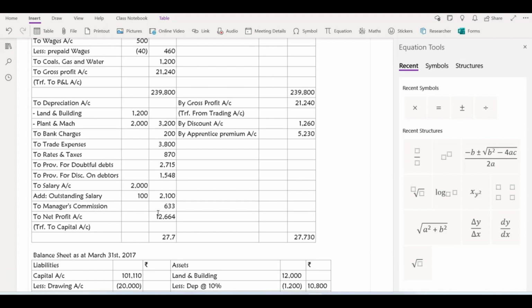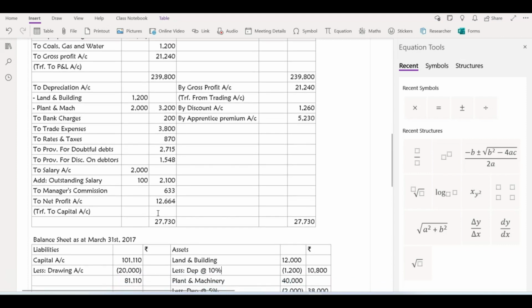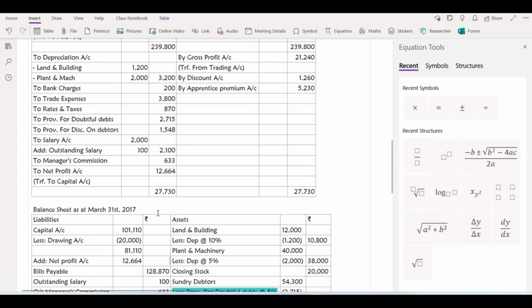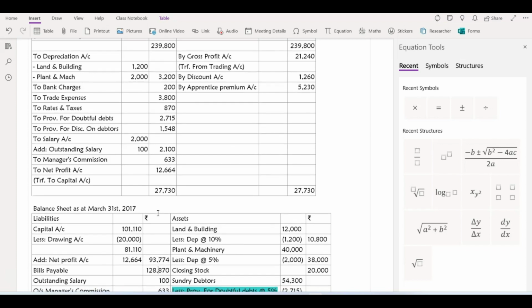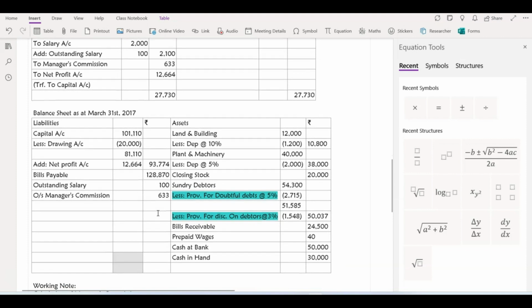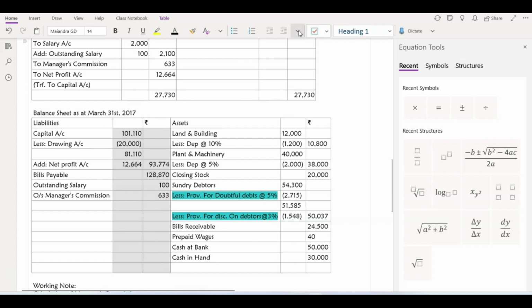Now total, 27,730. This one will be coming, and last adjustment here, since the net profit is there, we are going to add it. Net profit account 12,664, and on the outer column it will come 4, 6 plus 1, 7, 6 plus 1, 7, 2 plus 1, 3, 8 plus 1, 9. So 93,774. Finally, you just have to do the balance sheet. If my total of the balance sheet comes equal, then the balance sheet is tallied and our answer is completed.